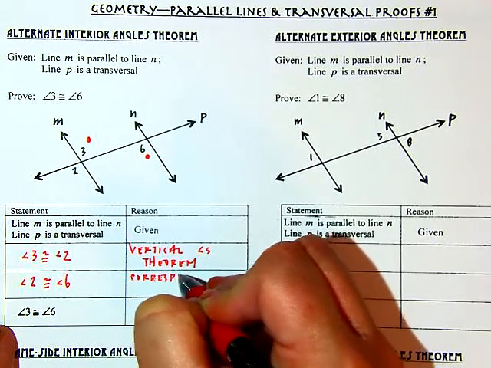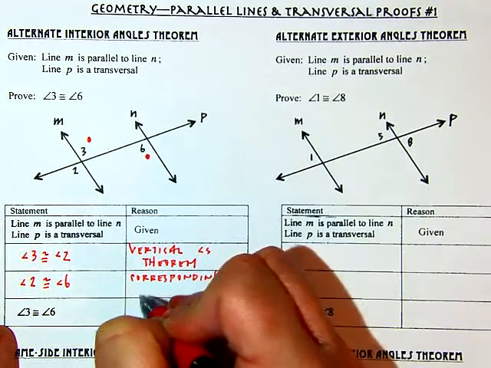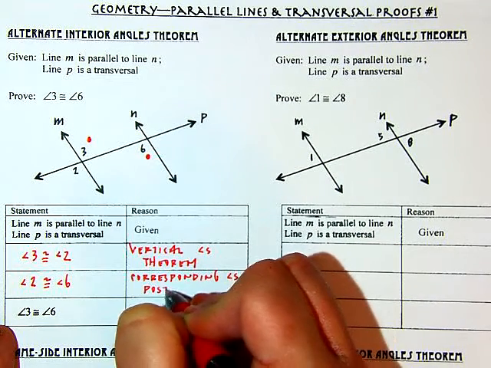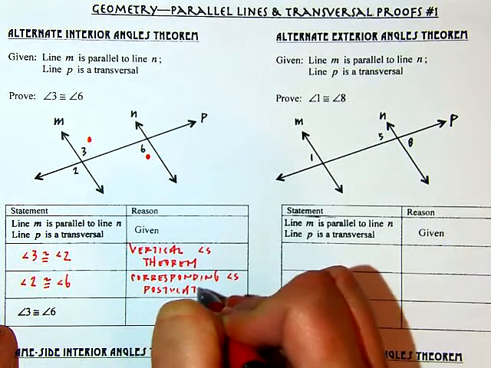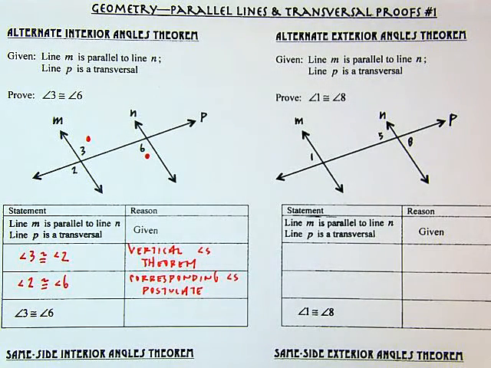So corresponding angles postulate. And if you'd rather say, if I have parallel lines cut by a transversal, then corresponding angles are congruent, I will take it that way. It's just a lot more to write down.